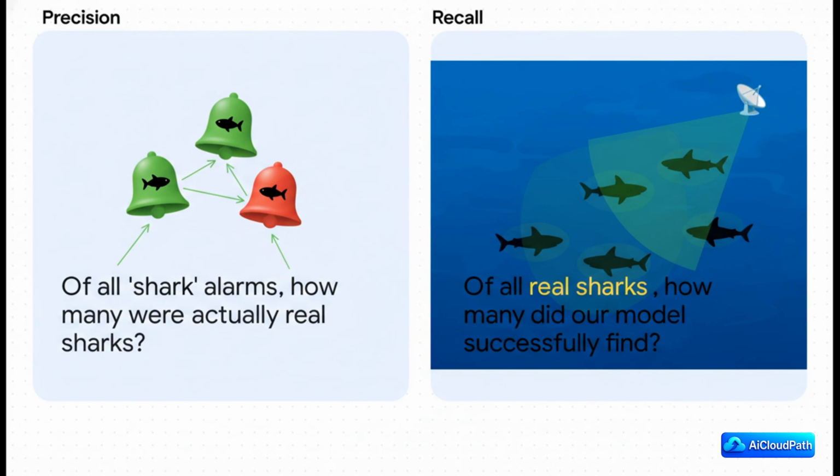And these questions right here get to the heart of it. Precision asks, of all the times we yelled shark, how often were we actually right? Recall asks a different question. Of all the real sharks that were actually out there, how many of them did we manage to spot? So one is about the quality of the alerts. The other is about the completeness of the search.